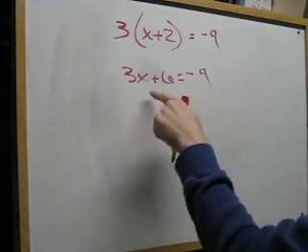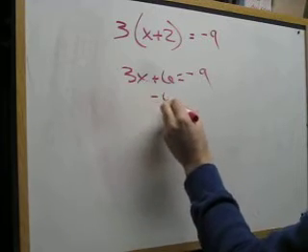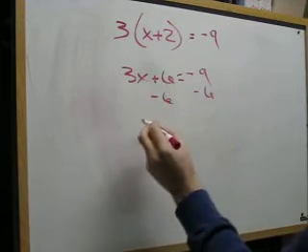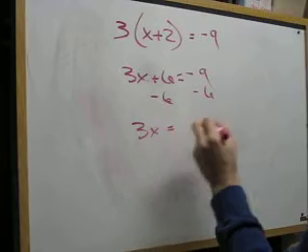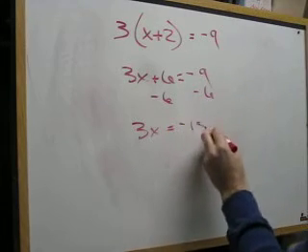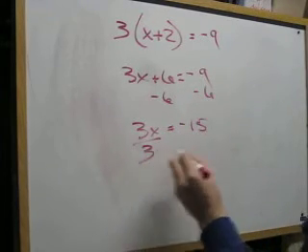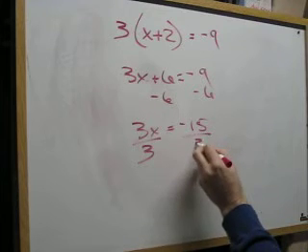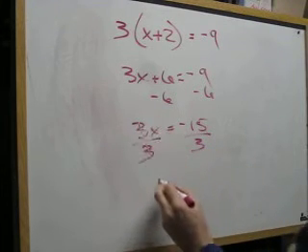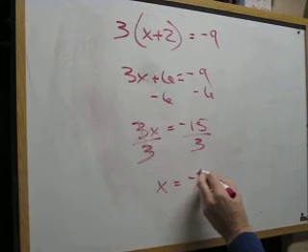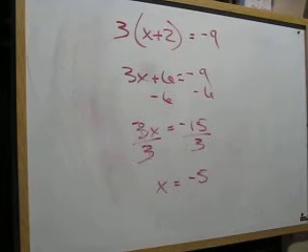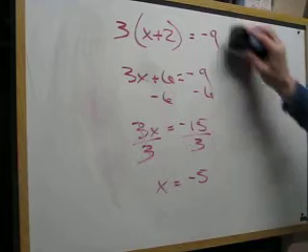Now we get rid of a number added or subtracted to the x by doing its opposite. And we get 3x equals negative 9 minus 6 is negative 15. Then we get rid of the number multiplied by the x, in this case 3. Those go away, and we get x equals negative 5 when we divide through. So that's an example of what we're going to be doing in this lesson. We're going to get a little more challenging as the examples go through, but you should be fine.